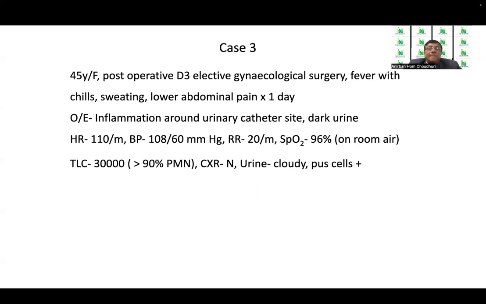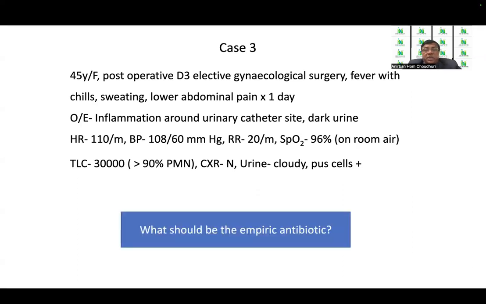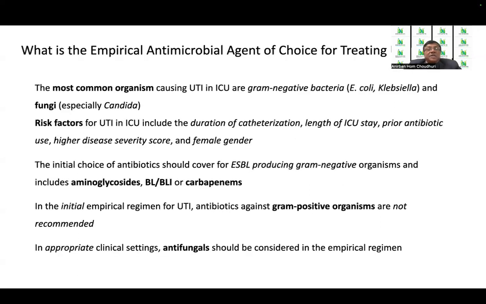The urine is cloudy with presence of pus cells. And most importantly, the patient has increasing severity of lower abdominal pain. So this we consider as a CAUTI, or catheter-associated urinary tract infection, or urosepsis. So what should be the empiric antibiotic?